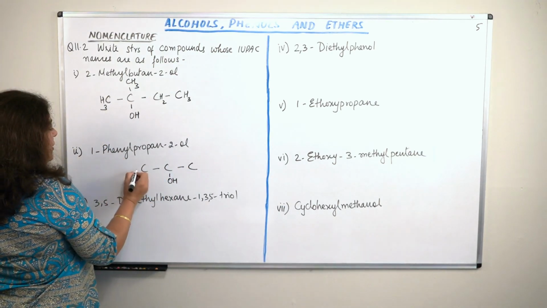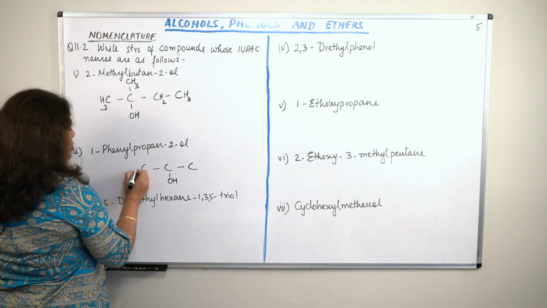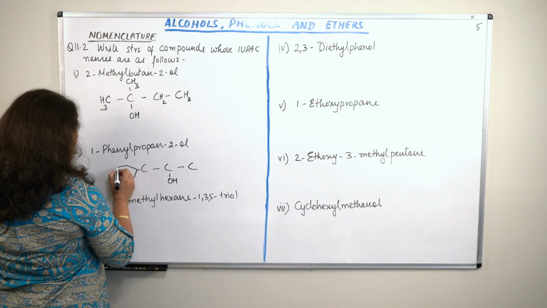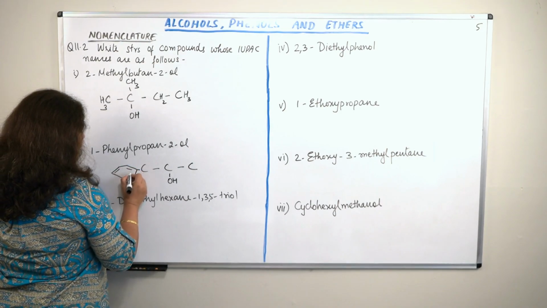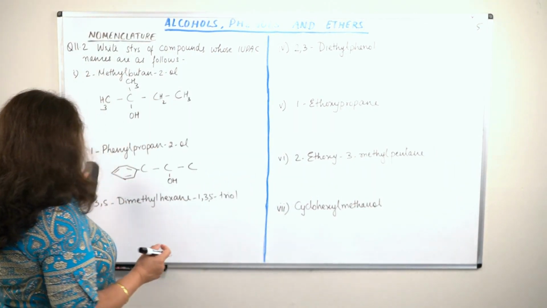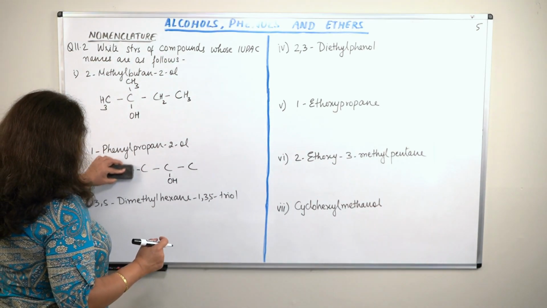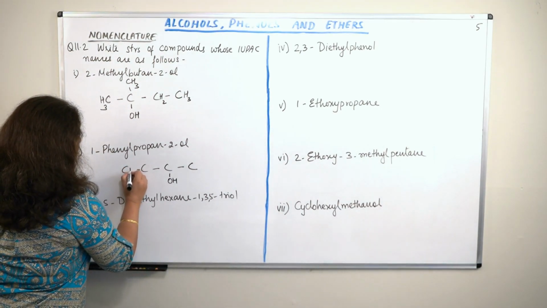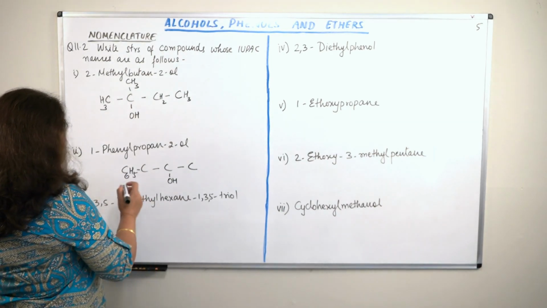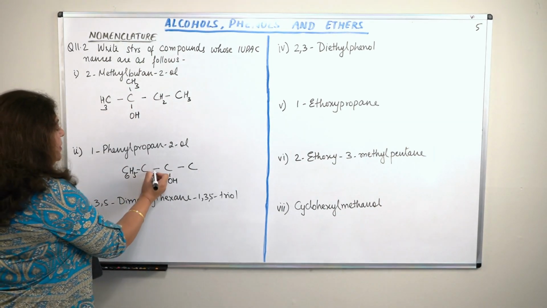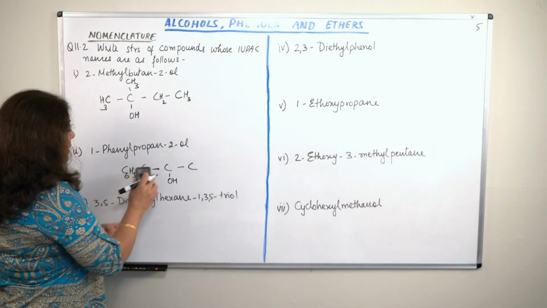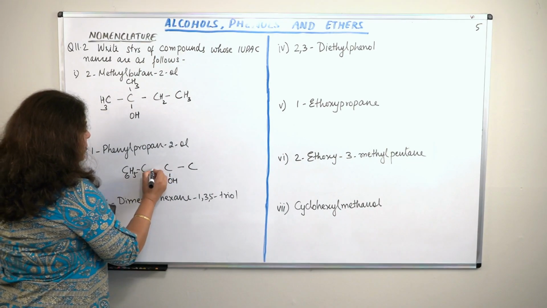And the first carbon has a phenyl group attached to it, which means you can put a benzene ring here, which will show the phenyl group. Or if you do not want to make the benzene ring, you could simply write C6H5. C6H5 also could be written, right? So C6H5, and it is propan-2-ol. That's not a double bond, it's a single line. It was lighter, so I was trying to darken it.